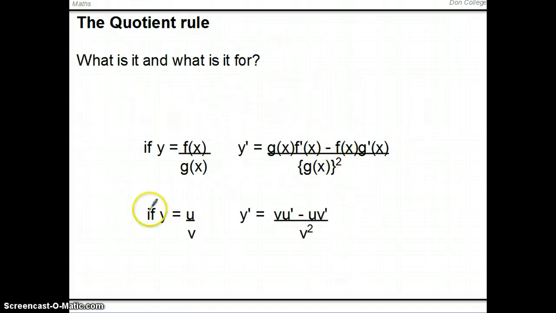Alright, now we've got the quotient rule. What is it and what is it for? Well, this enables us to differentiate functions that are of this form. So they are one function divided by another function. And this is the rule. This is the one that's in the maths methods formula sheet. It's quite messy. Again, this one, my preferred one, y equals u over v, then y dash is vu dash minus uv dash over v squared. No surprise, this also has vuv in it, which makes it nice and easy to remember.